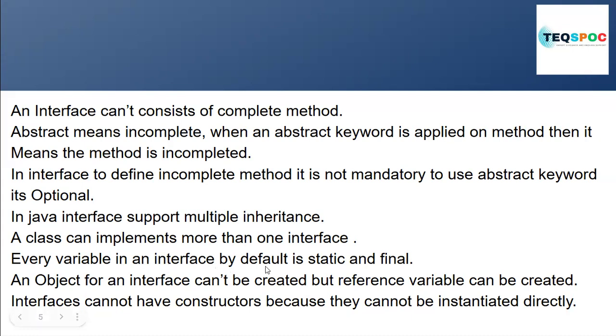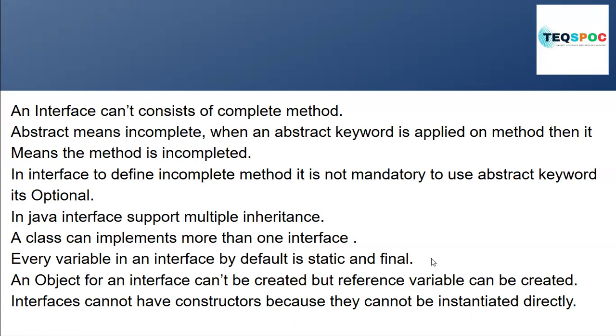Every variable in an interface is by default static and final. This is one point you have to remember. An object of an interface cannot be created, but a reference variable can be created. This is the next point. An interface cannot have a constructor because we cannot instantiate them directly. In an interface and functional interface, there is no constructor because we cannot instantiate them.